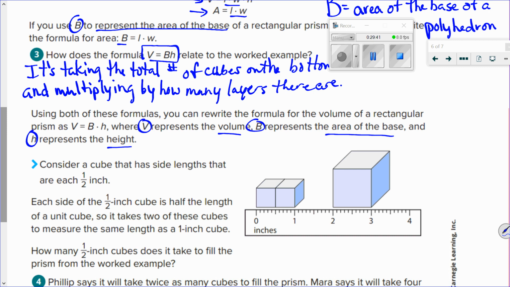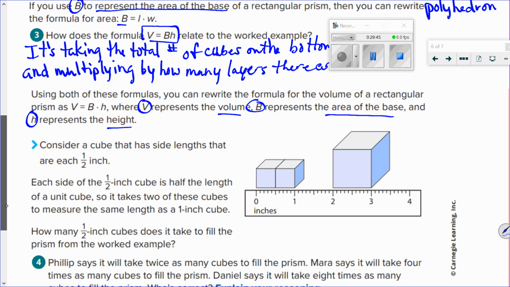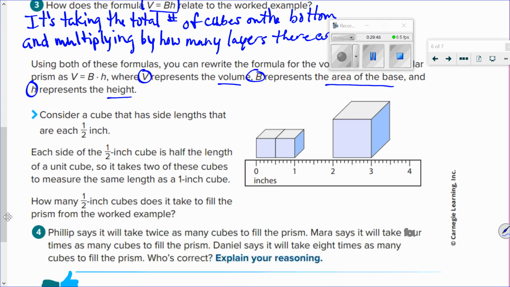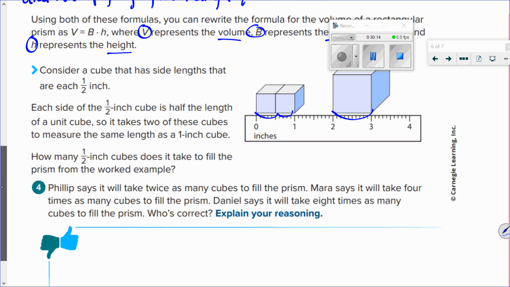Okay, so our last one, hopefully we'll be able to get through before lunch here. So let's consider a cube that has side lengths that are each 1/2 inch. In other words, I take this 1 inch cube, and instead of 1 inch, I'm going to use 1/2 inch cubes. Is everybody tracking so far? How many half-inch cubes does it take to fill the prism from the worked example? The one we just did, where we said it's going to be 105 unit cubes. Everybody tracking still? So this is the one these three students are going to talk about.